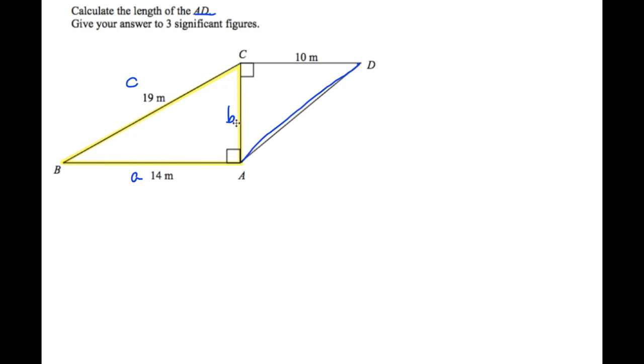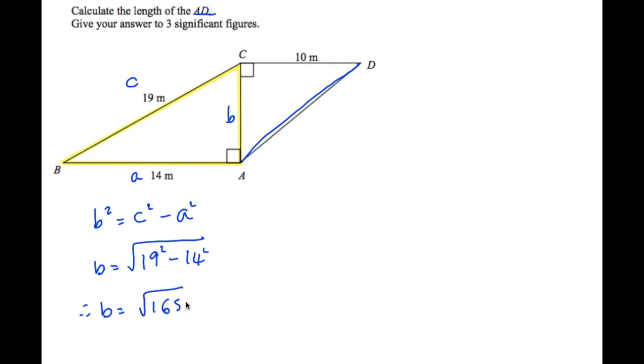So we want B. So in that case, we have got B squared is equal to c squared minus a squared. Again, substitute and rearrange. So b is equal to the square root, so we're square rooting this side. The square root of c squared, or c is 19, so 19 squared minus a squared, which is 14 squared. So therefore, b is equal to the square root of 165. Let's leave it in that format for the moment, okay? So now we've got a value for b, and b is equal to the square root of 165.